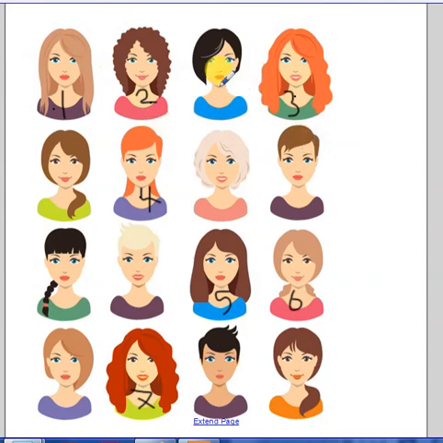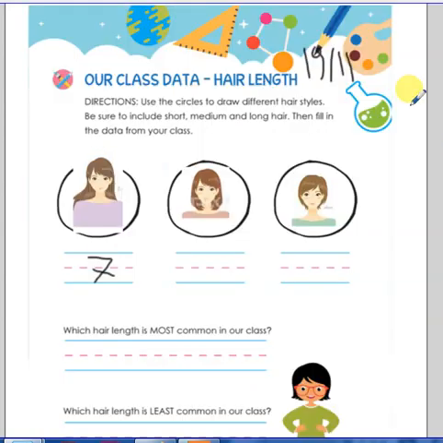Okay, medium hair. This is short, yes, 1. Short hair. This is medium hair. This is 2. Yes, short hair. This is 3. Right? 3 girls have medium hair. Okay, 1, 2, 3. So we write what here? We write 3 girls have a medium hair.